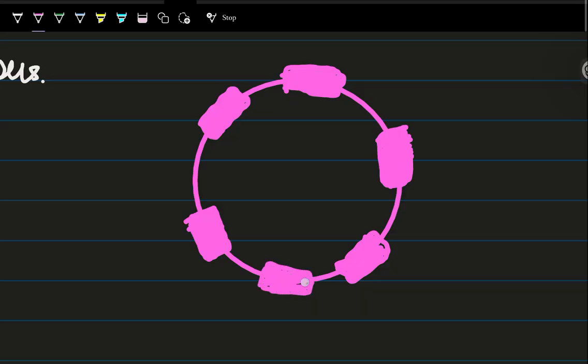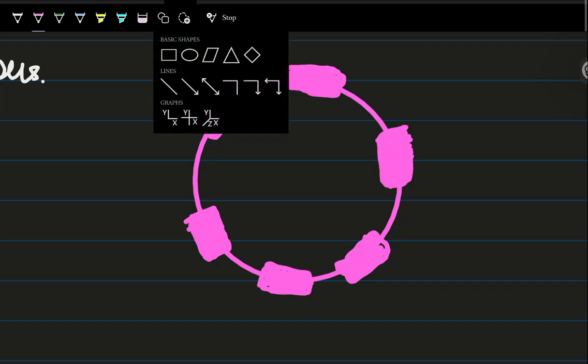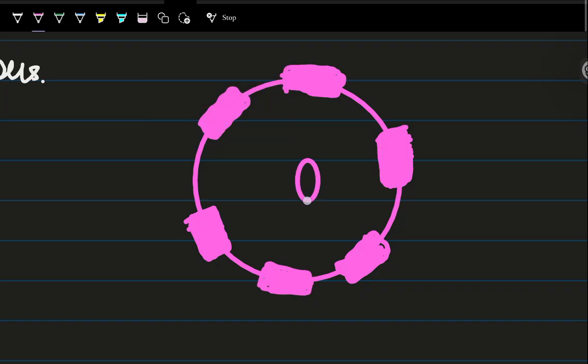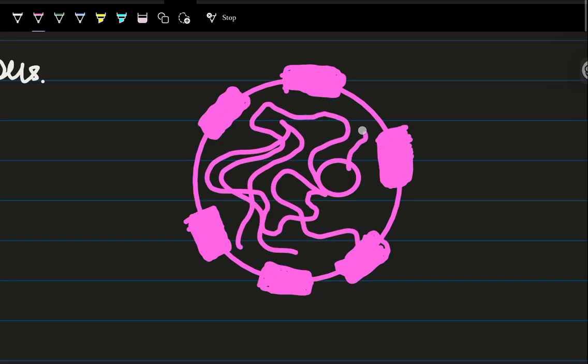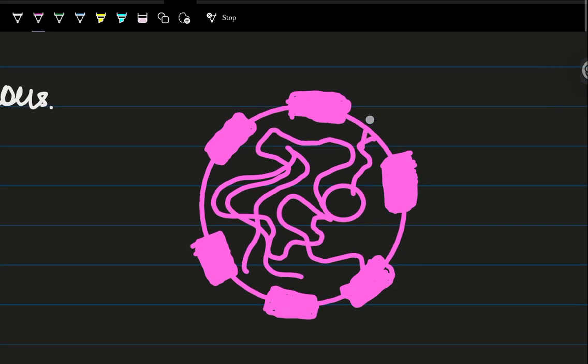So this is basically the nucleus. Inside the nucleus we find the nucleolus. And sprouting from the nucleolus are basically these thread-like structures. They are known as the chromatin fibers or chromatin reticulum. So let me label them. I'm going to write them as chromatin over here.